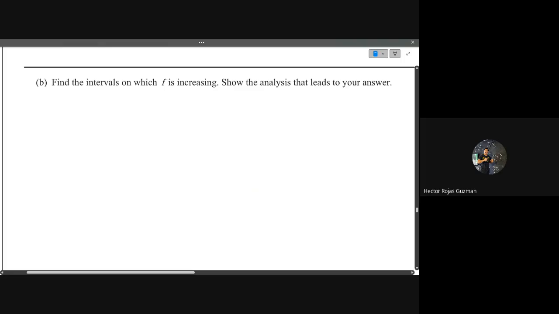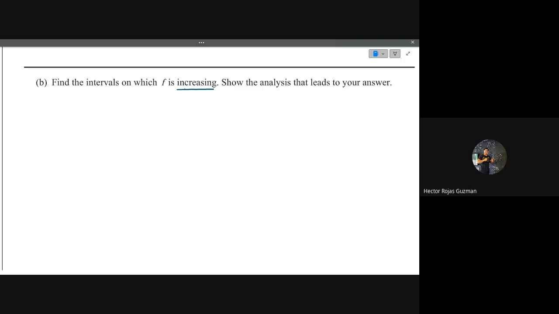Find the intervals on which f is increasing. That means I'm going to find my derivative. I'm going to set it equal to 0. I'm going to find my critical points, and I'm going to do my number line. So f of x equals x squared minus 2x minus 1 times e to the x. So for my derivative, we have to use the product rule. So it's the first times the derivative of the second plus the second times the derivative of the first. Then you're going to set it equal to 0.